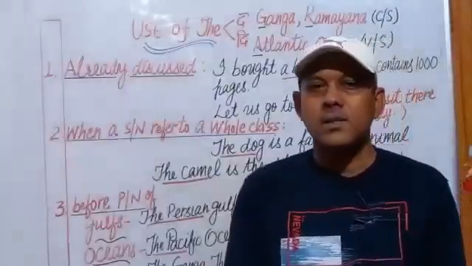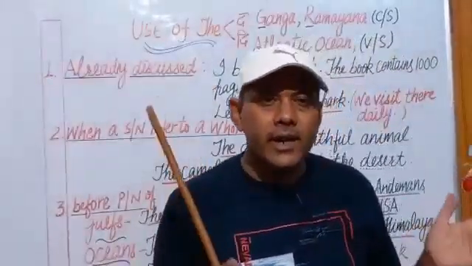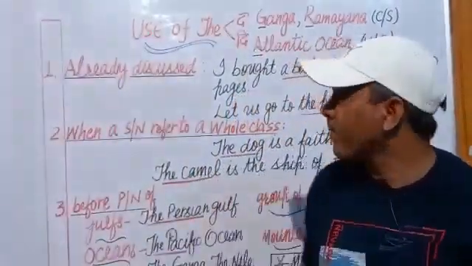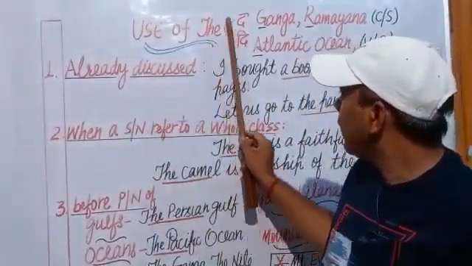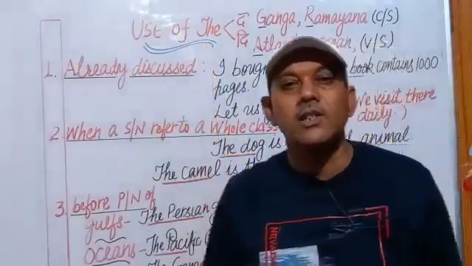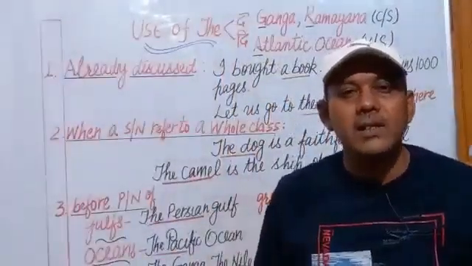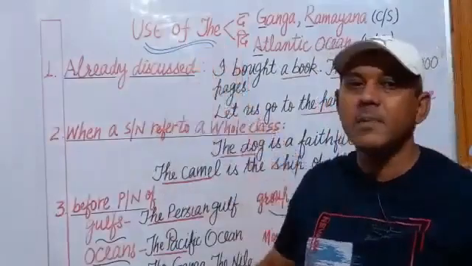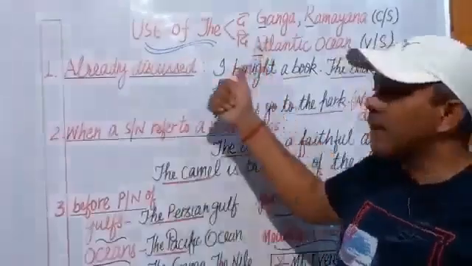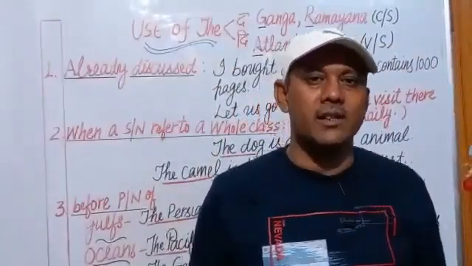I am going to discuss use of the as an article in different sentences or before certain words. First of all, we shall discuss the pronunciation of the word the. It is sometimes pronounced as thuh and sometimes it is pronounced as thee. So don't be in confusion. Both the pronunciations of the word the are absolutely correct.